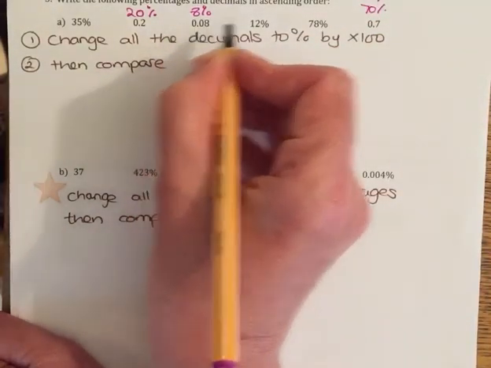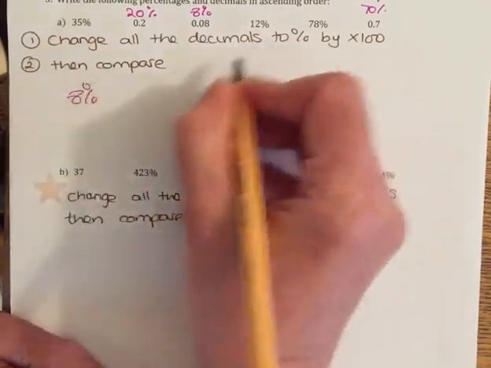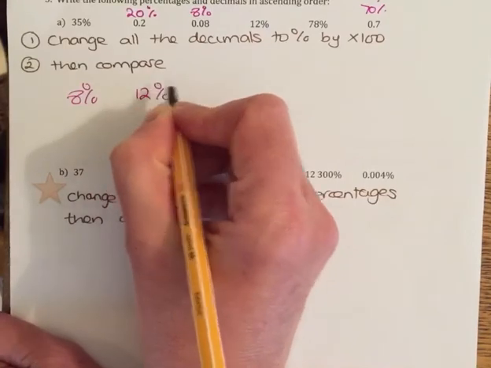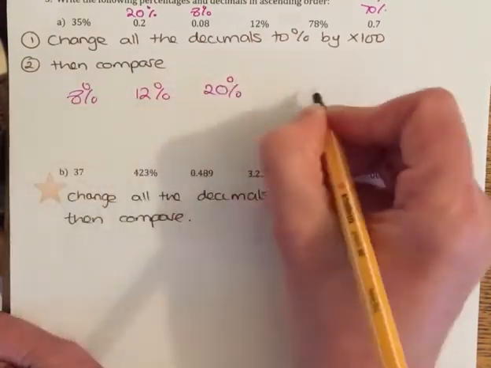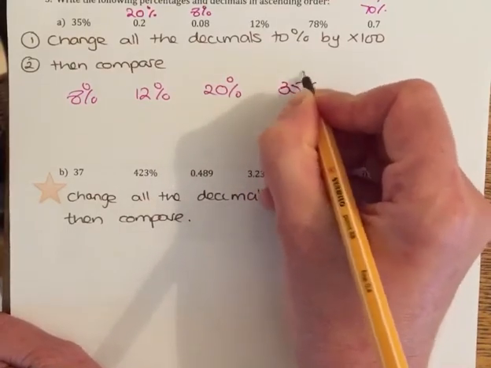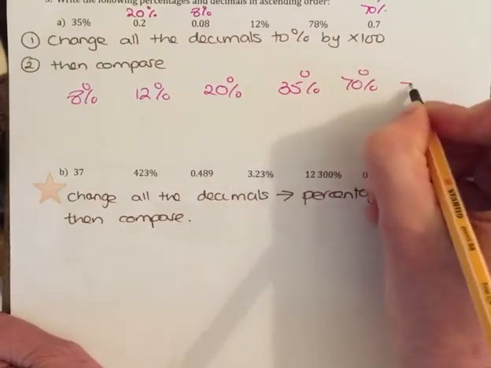So in ascending order, the smallest one is 8%. The next one is 12%. The next one is 20%. The next one is 35%. The next one is 70%. And the next one is 78%.